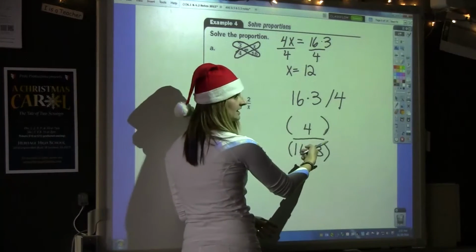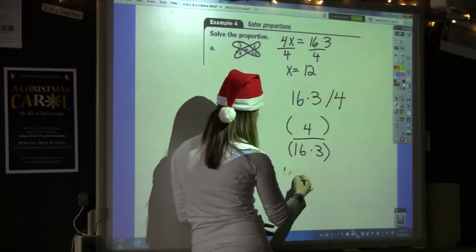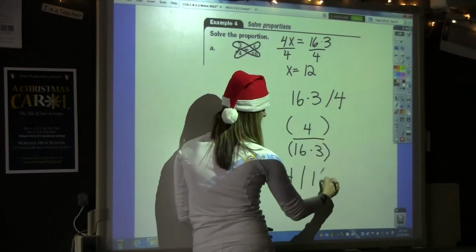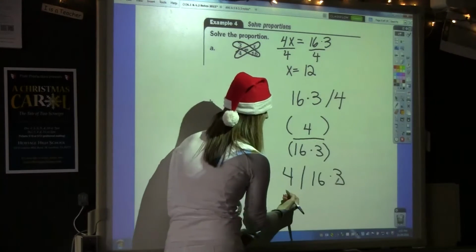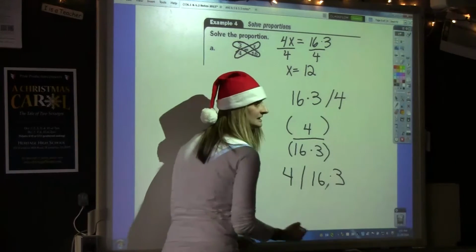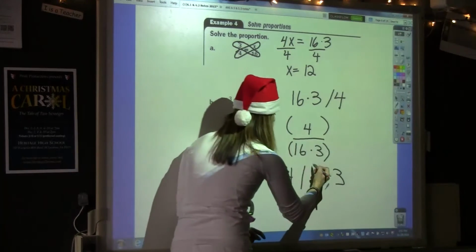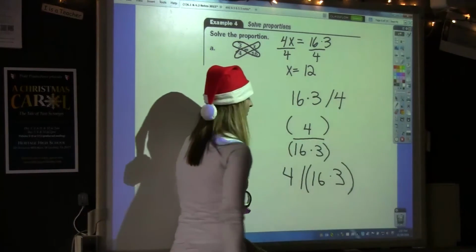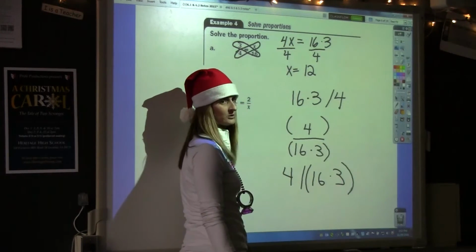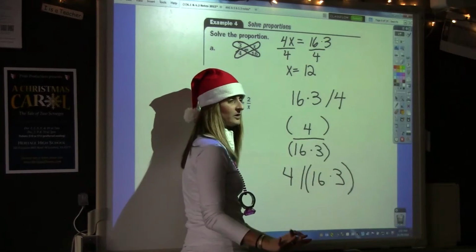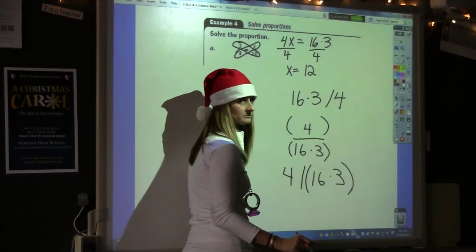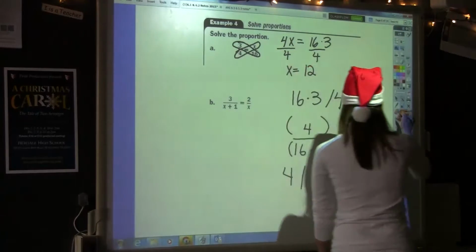So if you type 4 divided by 16 times 3, the calculator is going to do 4 divided by 16 first, unless you tell it to multiply the 16 times 3 first. So just be careful if you have multiple numbers in your denominator. Nobody cares, moving on.